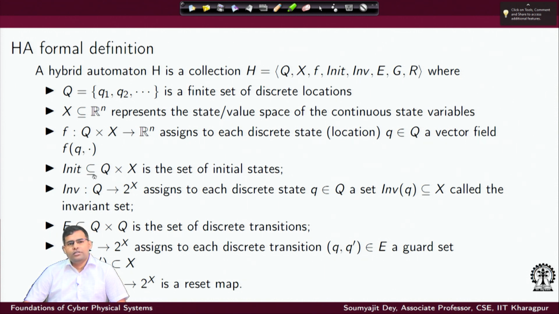What we have next is a set of initial states. It is nothing but the set of discrete locations cross product with the value set of the reals, or a possible subset. So, this essentially tells me that there are certain discrete locations where the hybrid automaton can start, and it can also start with certain possible values being assigned to the set of continuous variables.